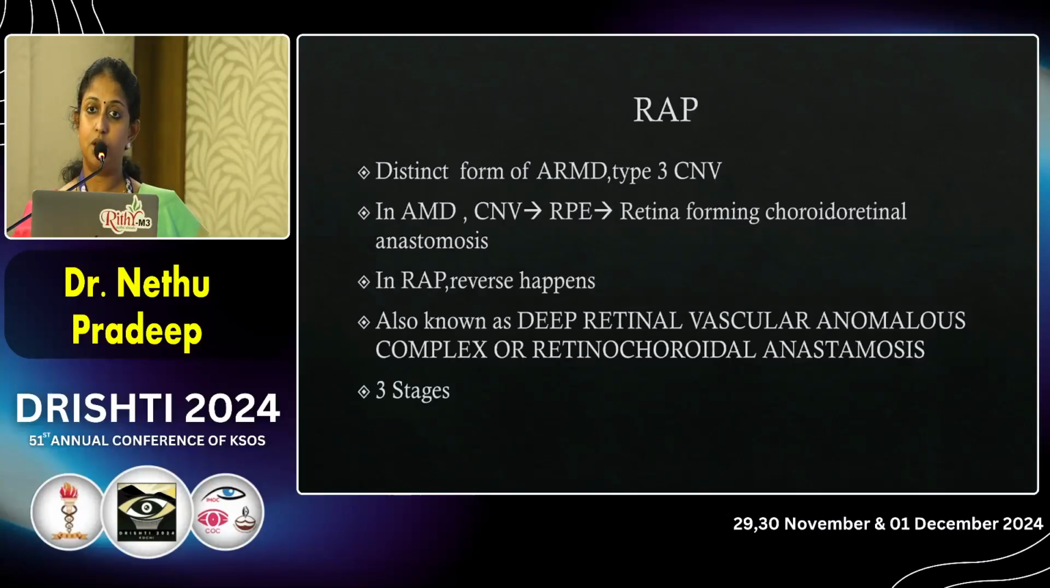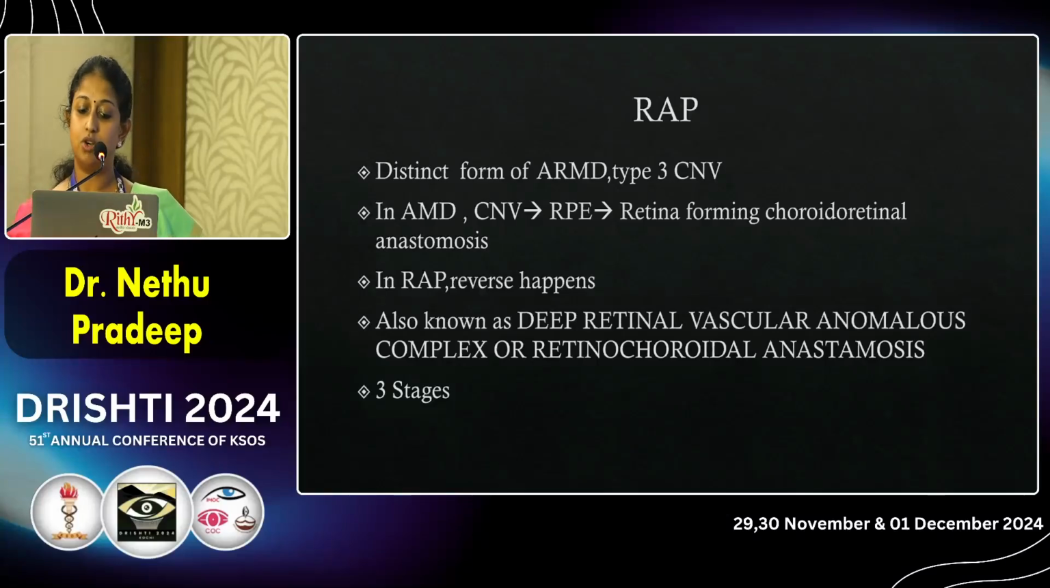What happens in normal age-related macular degeneration is that the neovascularization starts from the choroid, it reaches the RPE and then goes into the retina, forming a choroidoretinal anastomosis. But in RAP, the reverse happens. That is, the neovascularization starts in the retina and it moves to the choroid.